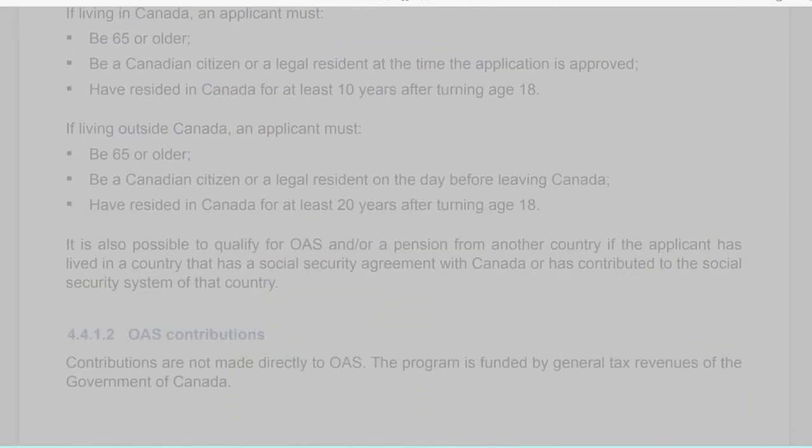If living in Canada, an applicant must be 65 or older, be a Canadian citizen or a legal resident at the time the application is approved, and have resided in Canada for at least 10 years after turning age 18.